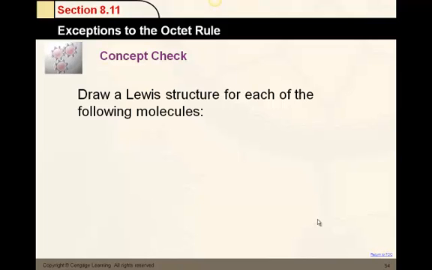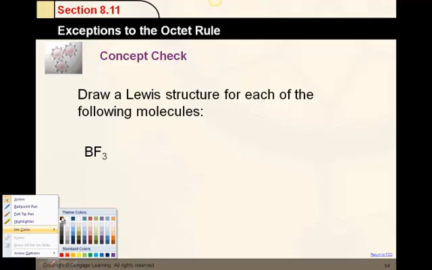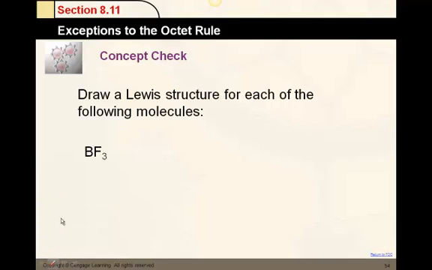So let's draw the Lewis structure for each of the following molecules. BF3. So how would we do that? Well, let's see. BF3 is a pretty straightforward one. Boron, you'll notice, if we go to the periodic table, only has a valence of 3. And therefore, if it has 3, and fluorine has 7 times 3, which is 21, so that's 24 dots or 12 dashes, we're going to have this 3, 4, 5, 6, 7, 8, 9, 10, 11, 12.